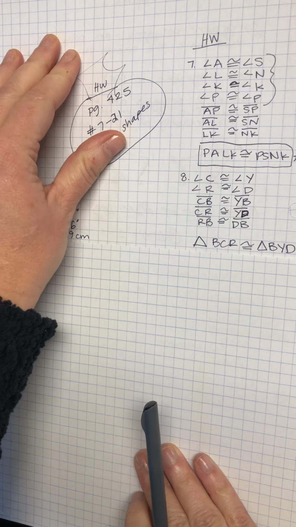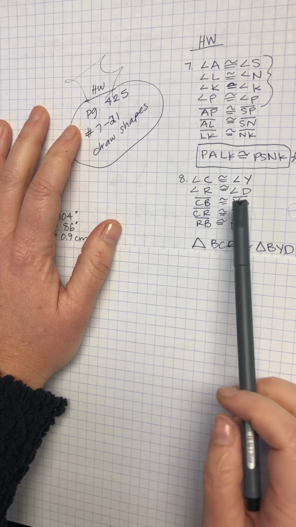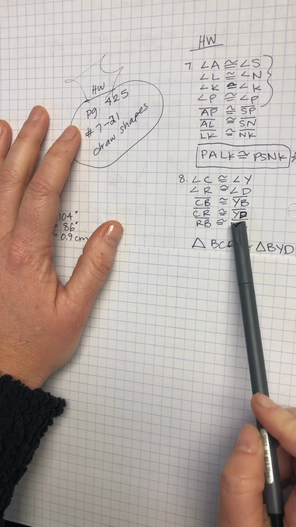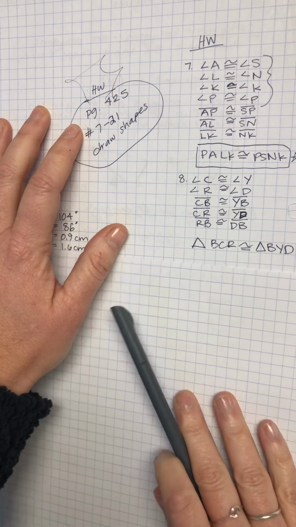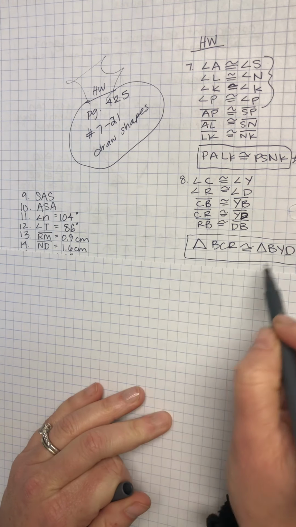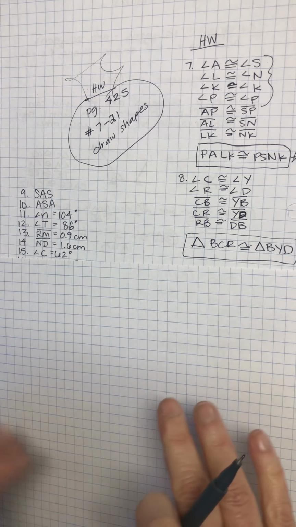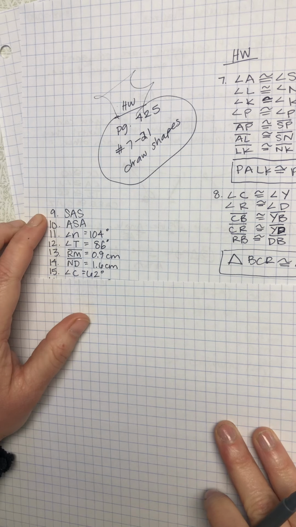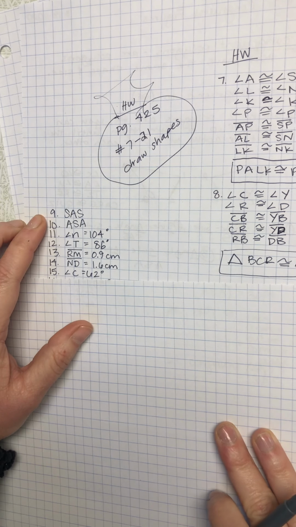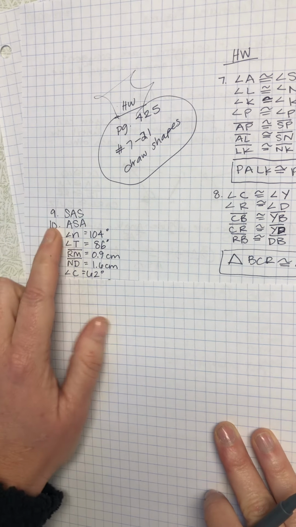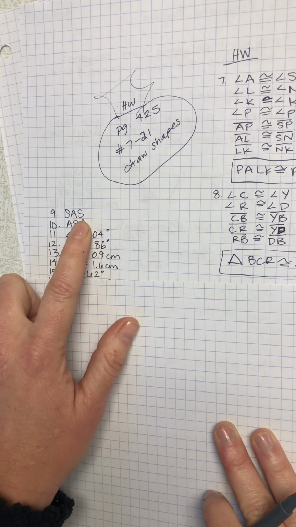Number 8 was the same except for triangles. So we've got, again, any 4 of the congruent statements, and then our final answer is that triangle BCR is congruent to triangle BYD. Moving on to the next section, it asked you to compare the shapes and explain how they're congruent. So for 9, it was side angle side, SAS.